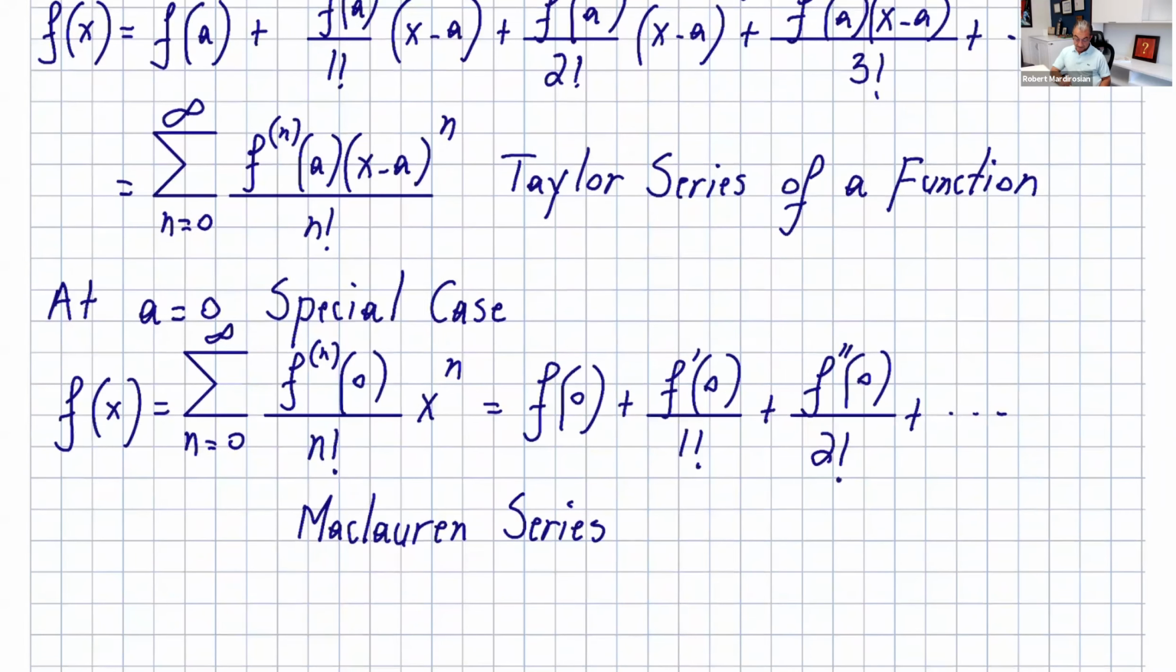There is a special case when you can say a equals 0, and you just get the nth derivative of 0 times x to the power of n divided by n factorial, and that's the most common one. And you get f of 0 plus f prime of 0 divided by 1 factorial, f double prime of 0 divided by 2 factorial, and so on. And let's not forget the x's here. So we have x, and here we have x squared. And this is the most common way.